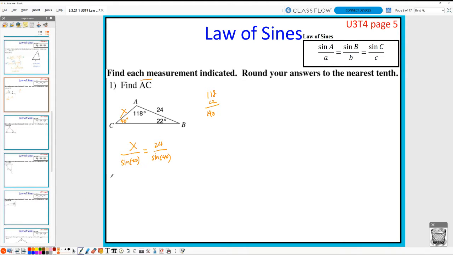Again, I'm just going to multiply by sine of 22 on both sides. And I really got to start giving myself more space on the left. And so I got 24 divided by sine of 40 multiplied by sine of 22. This time I just want the nearest tenth. This is equal to 13.9868 dot dot dot. If you round to the nearest tenth, that's going to be 14.0.